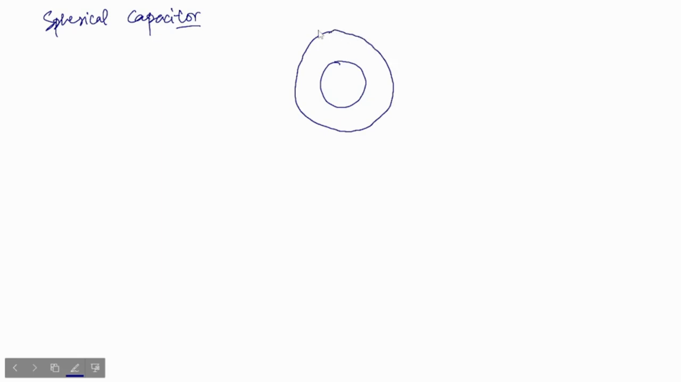The spherical capacitor. The inner radius of this sphere is R1. This radius is R2. We have given it a charge plus Q. It means the outer surface of the inner sphere will be having charge Q, then an equal and opposite charge will also be there on the opposite facing surface. There will be a charge minus Q on the inner surface of the outer sphere.